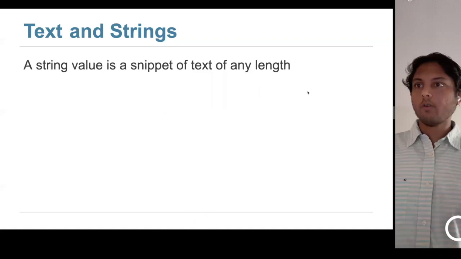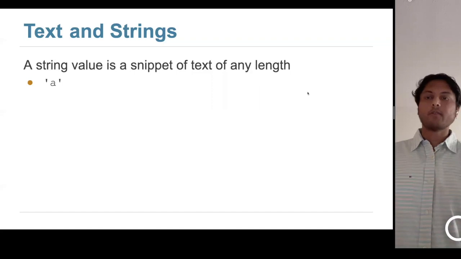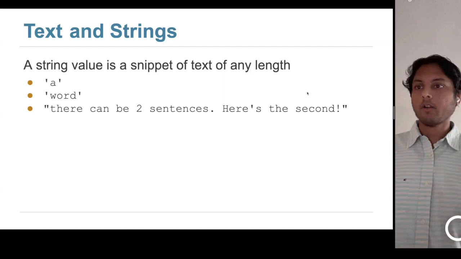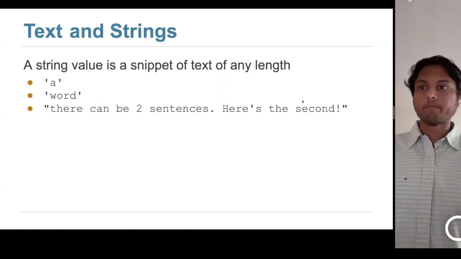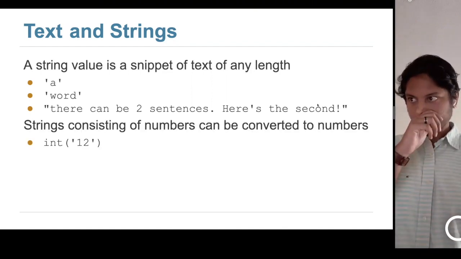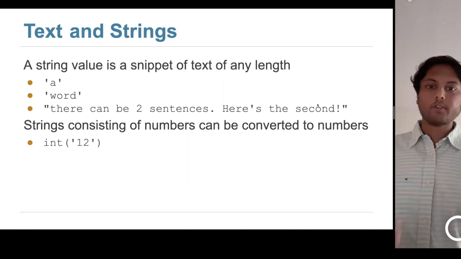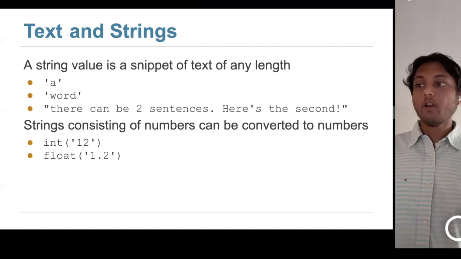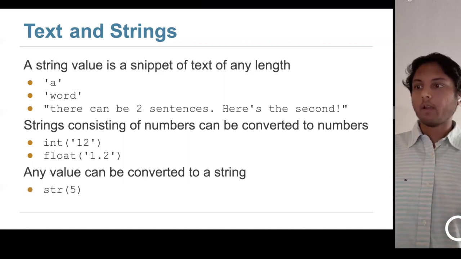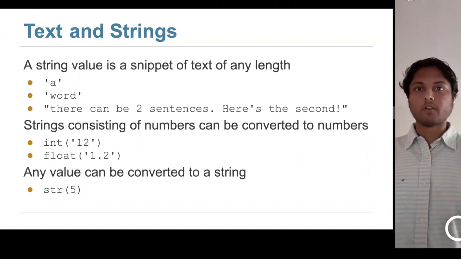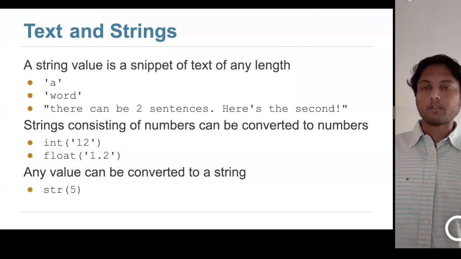Cool. So, just recapping text and strings. A string value is a snippet of text. It can be any length. It could be just one character, just "A" if you want. It can be an entire word. You can have sentences. You can use apostrophes; if you're going to do that, make sure you use double quotes. You can also do some conversions. There are some limitations around it, but you can do conversions. So you could do int of "12" and float of "1.2". And you can also convert any value into a string. So if you have 5, you can convert it into a string by doing str(5). So that's also fun.